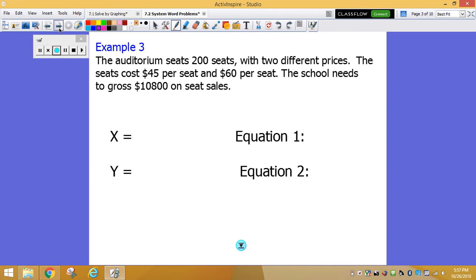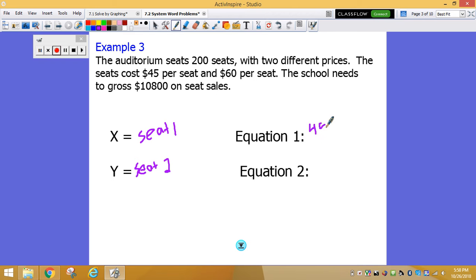Auditorium has 200 seats with two different prices. The seats cost $45 for one seat and then $60 for the other kind of seat. The school needs $10,800 on seat sales. So my two things that I'm talking about are the different seats. So I'm going to put seat 1 here. I'm going to put seat 2 here.